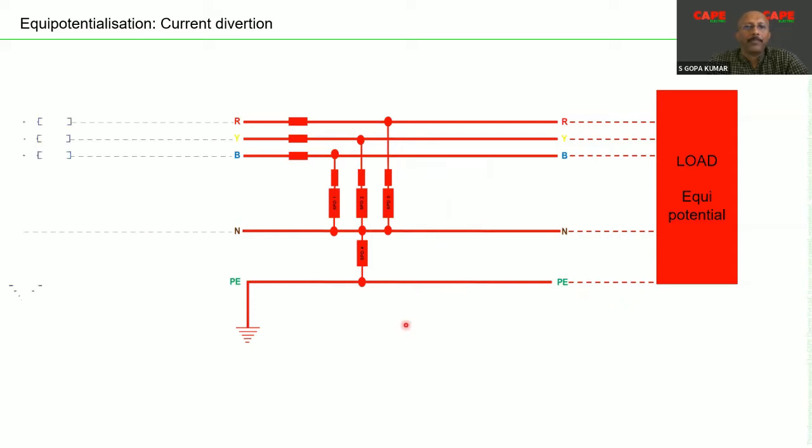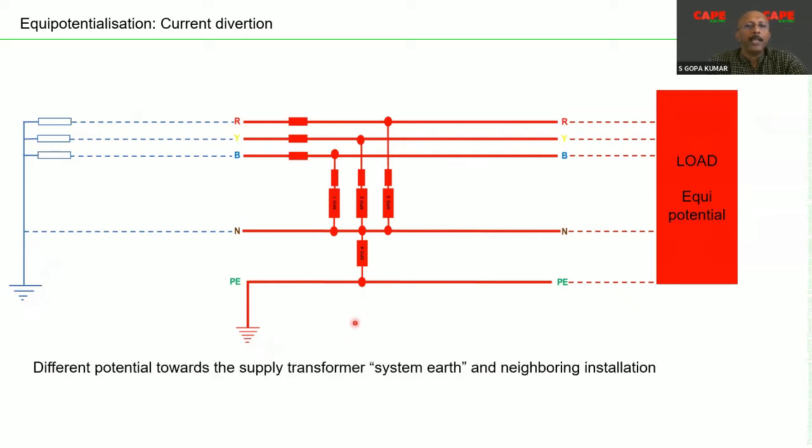Then what happens? If we look towards the source, the transformer neutral is connected to an earth electrode far away, an earthing system far away from your electrical installation. As a result, the reference of the phase and the neutral are from this far away place, which has a different potential with respect to your building. As a result, the current will try to flow towards the source of the power supply.